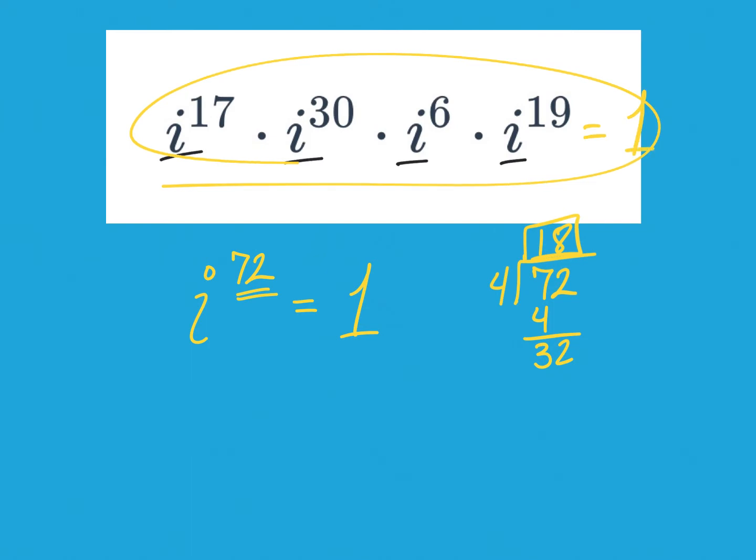Remember those two rules. If it's an odd number, there will be an i left. And if the number is only divisible by 2, it's negative 1, and if it's divisible by 4, it's positive 1.